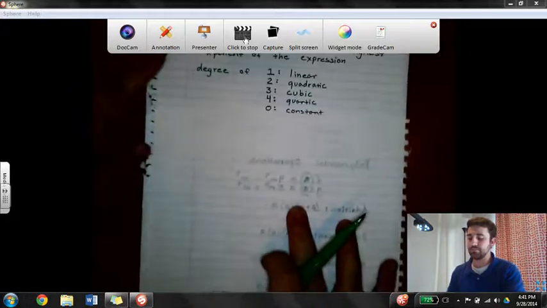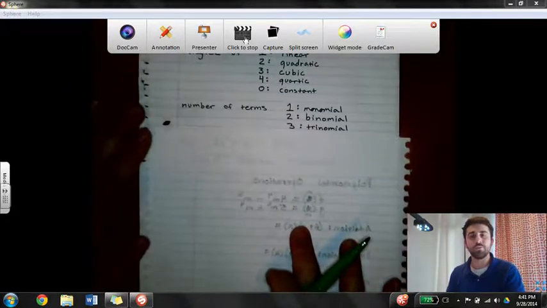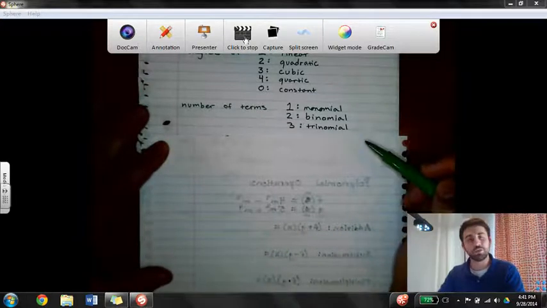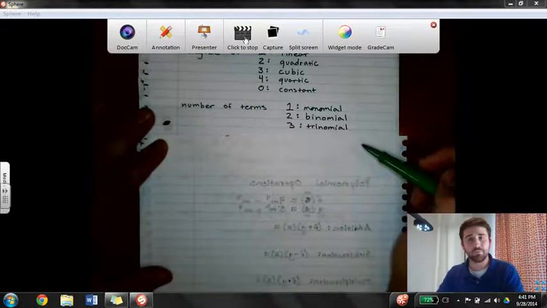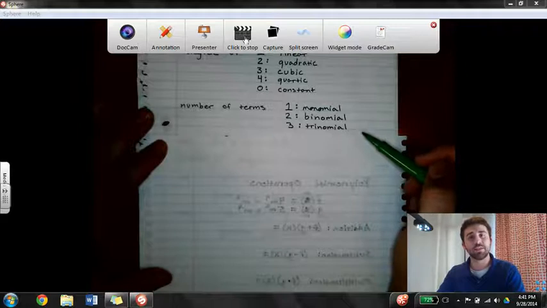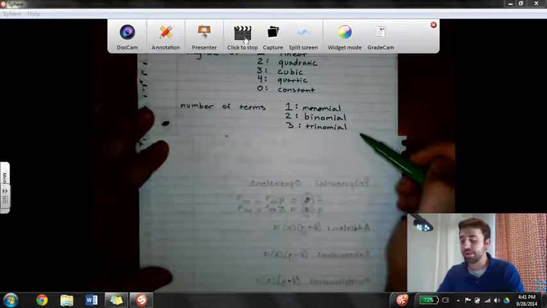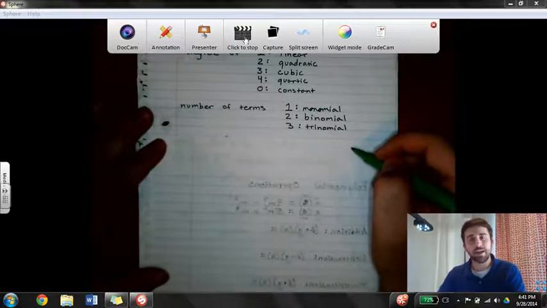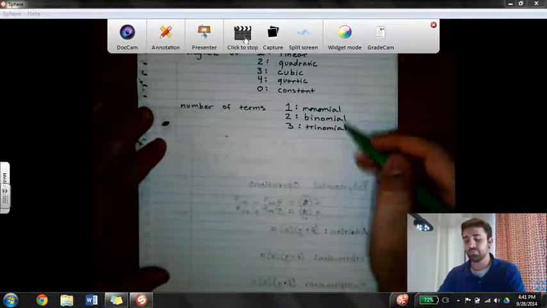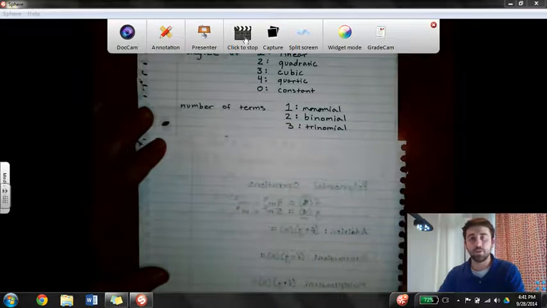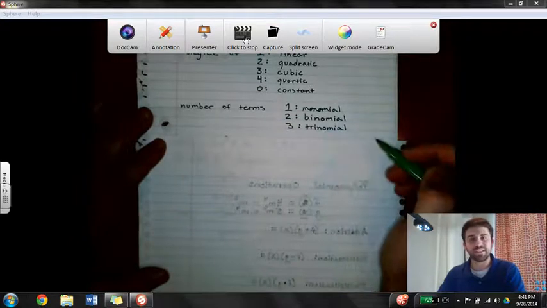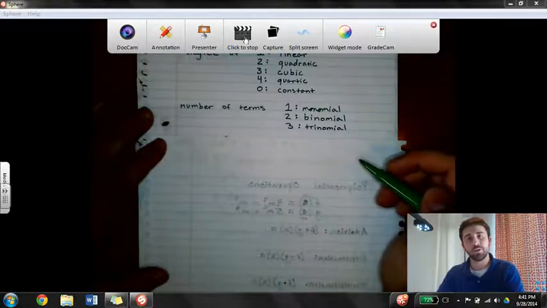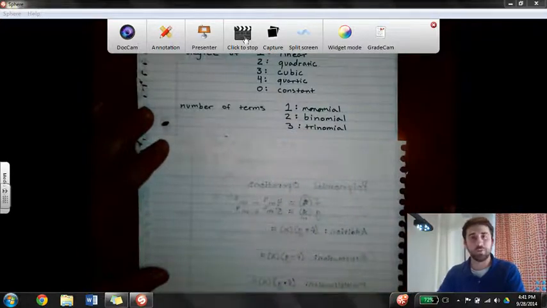Next, we use the number of terms in the polynomial. If there is one term, it is considered a monomial. If there's 2, it is considered a binomial, and 3 is considered a trinomial. There are other classifications and names for the 4 terms, 5 terms, and so on. However, we're going to stick to these 3 for now, and then anything with more than 3 terms, we will just refer to as a polynomial.